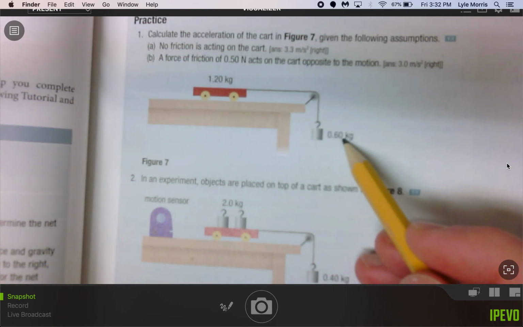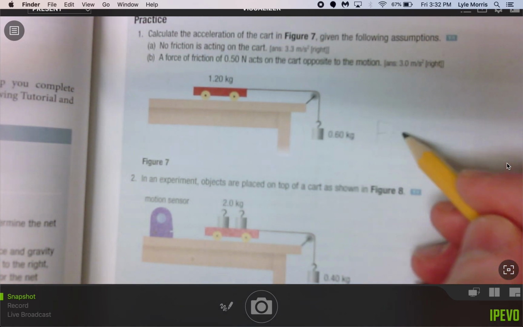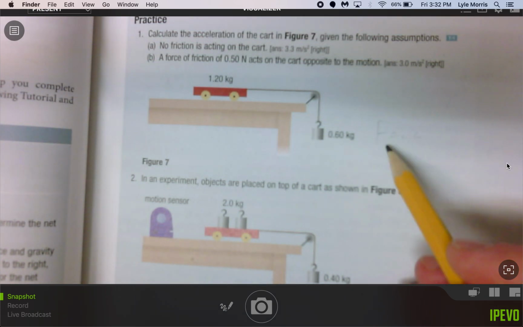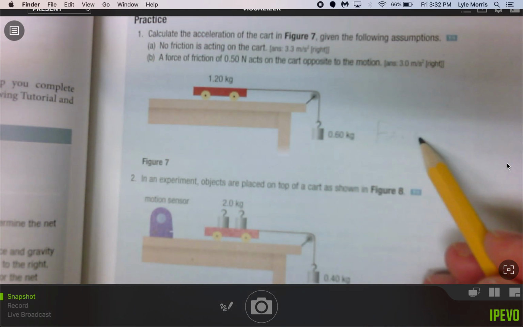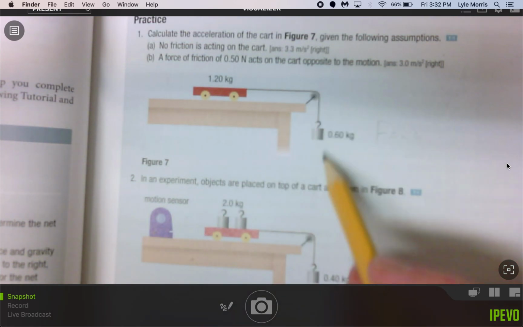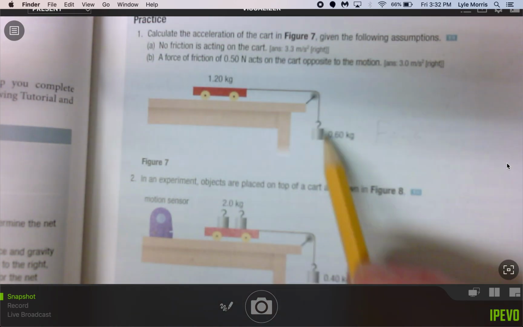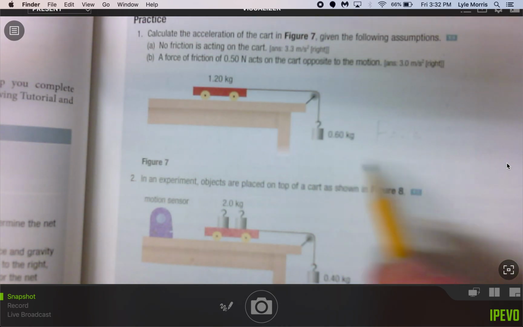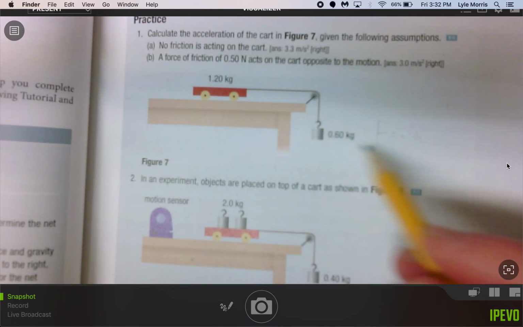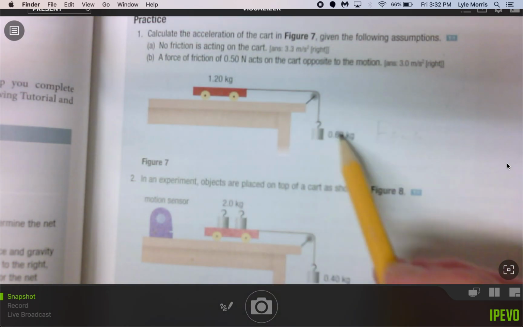F equals ma, 0.6 times 9.8. That's acceleration due to gravity. F equals ma, don't write in your textbook. 0.6 is the mass, acceleration is 9.8. That is the force acting on this whole system. Once you have the force, we're going to figure out the acceleration on this system. So the acceleration isn't just on this cart, it's attached to this weight, so it's the entire thing. So the force is going to be used on the entire thing. So then we do F equals ma again, except the mass for the second one is both of these together. It's going to be 1.8.